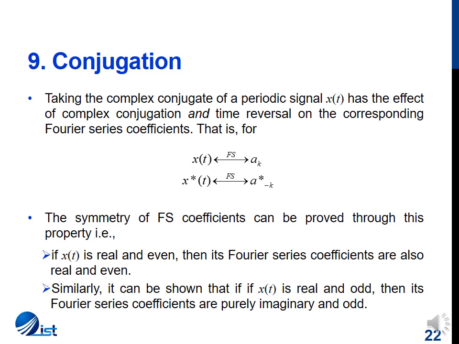Conjugates are going to be used in the future, so I just thought that I'll introduce this property. And also this property is useful for proving the relationships which we said: that if x of t is real and even, the Fourier series coefficients are real and even, and if x of t is real and odd, then the Fourier series coefficients are imaginary and odd. This was done in symmetry properties in lecture 27. So these symmetry properties can be proved through the conjugation property.